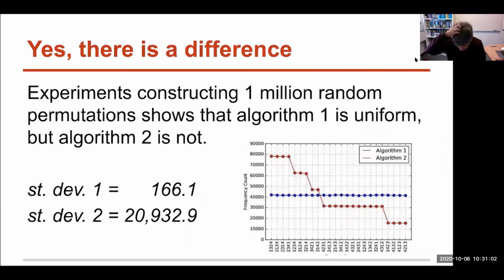Let's take a plot and see this. Here, I used these two random generation algorithms to construct a million different random permutations of 4 items. There are 24 of them. Note that the frequencies I observe in blue on the truly random algorithm were very, very consistent across all the permutations.